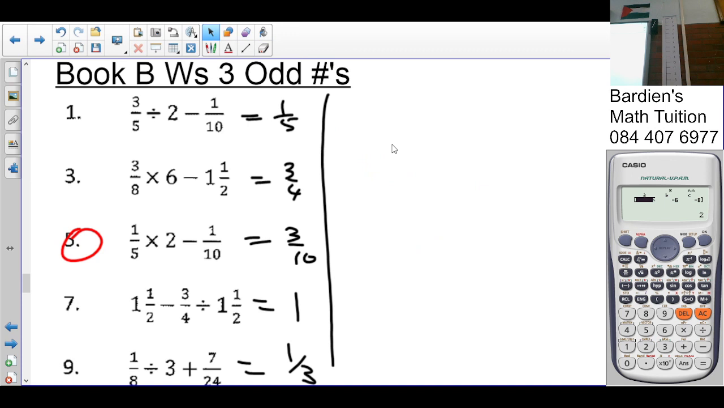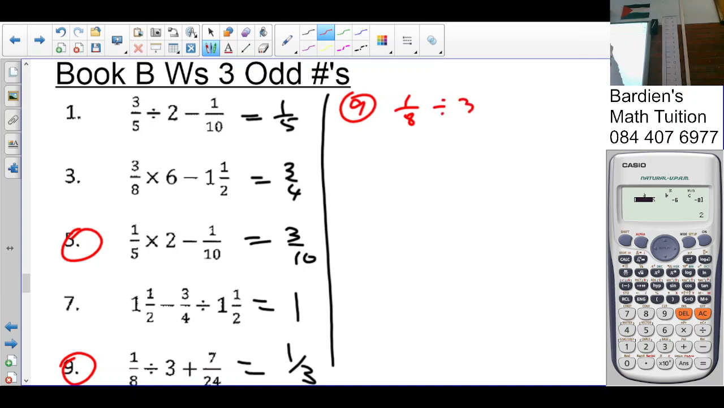Look at number 9. It's 1 over 8 divided by 3 plus 7 over 24. So first, there's no improper fraction to change there, but you needed to change the fraction first. Go for it, Michael.